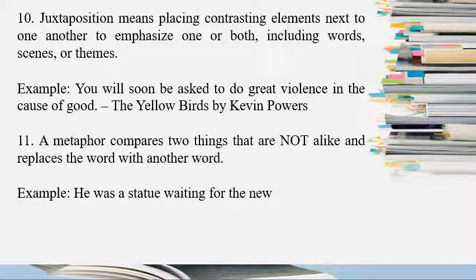Then we also have juxtaposition, which means placing contrasting elements next to one another to emphasize one or both, including words, scenes, and themes. Example, "You will soon be asked to do great violence in the cause of good," from The Yellow Birds by Kevin Powers. That is juxtaposition. Number 11 is metaphor. It compares two things that are not alike and replaces the word with another word. Example, he was a statue waiting for the news. Metaphor.